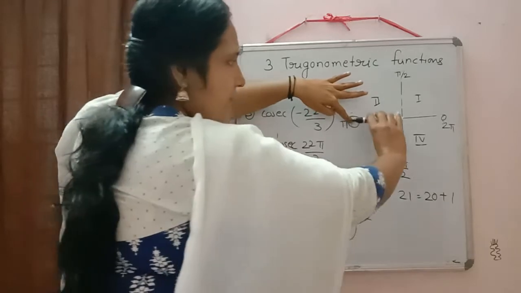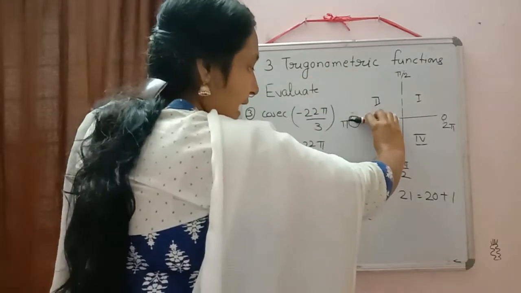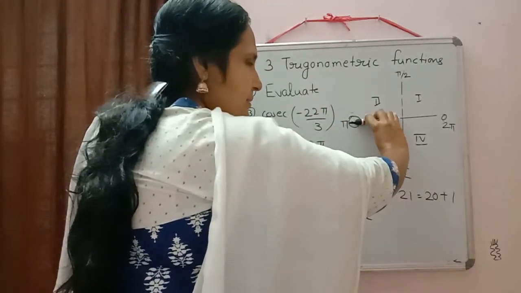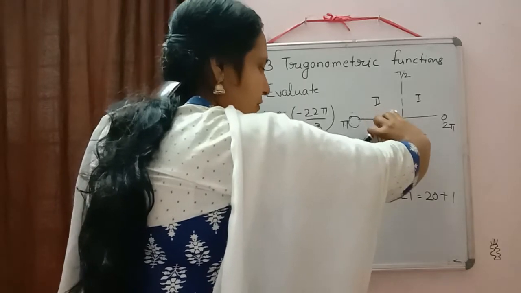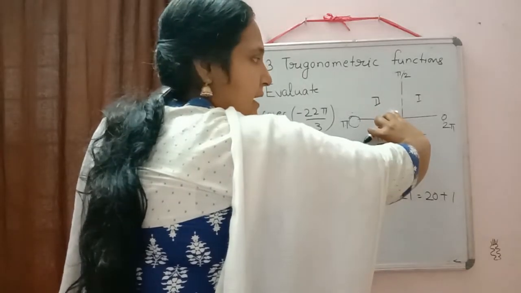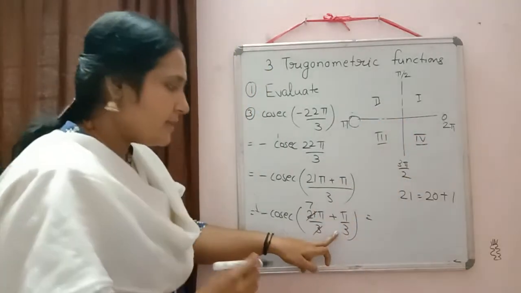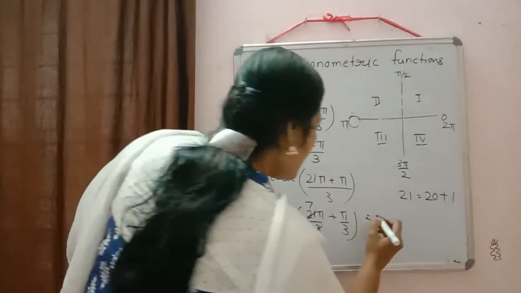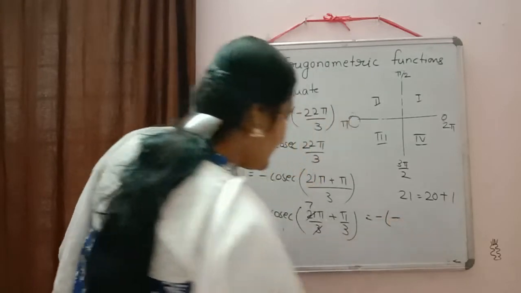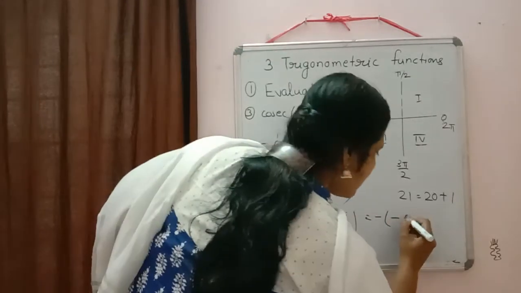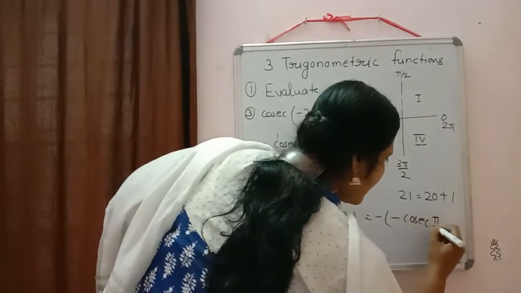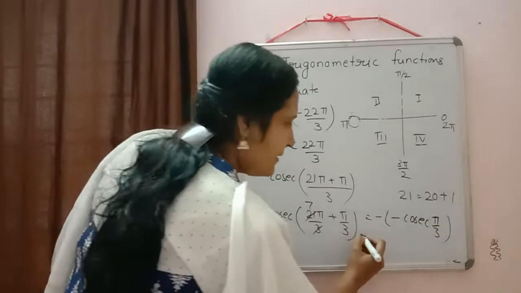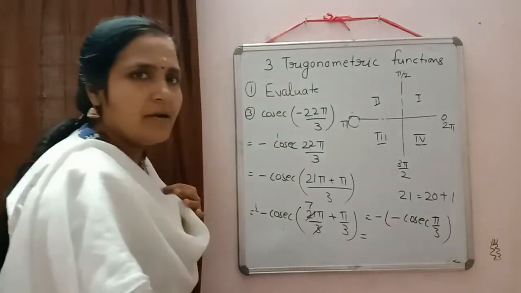Okay. Now after 7 pi what are we doing? We are adding something. Adding something means now we are moving forward. So in which quadrant are we coming? Third quadrant. And in the third quadrant cosec is negative. So already one negative sign is there and one more negative we are writing. So it will be equal to minus cosec pi by 3. Minus into minus will be equal to plus.